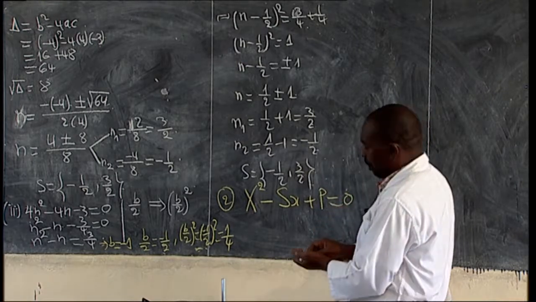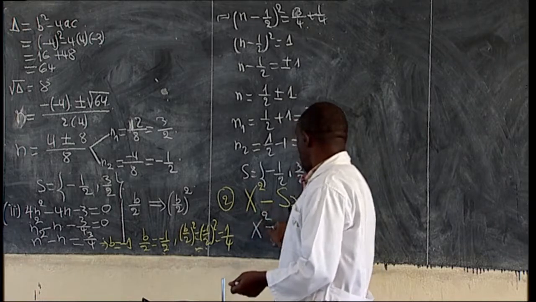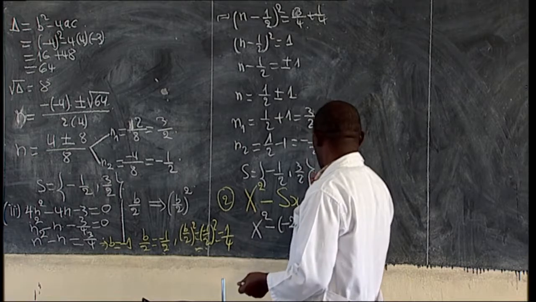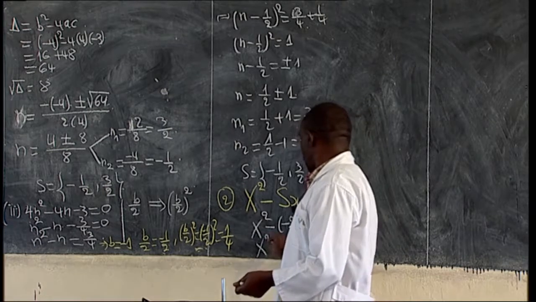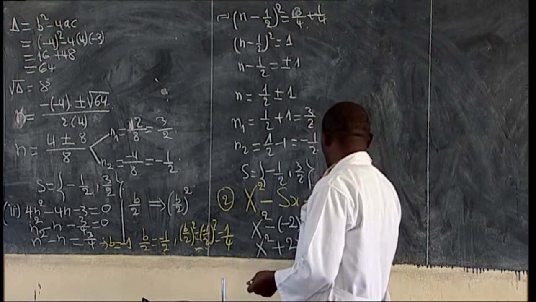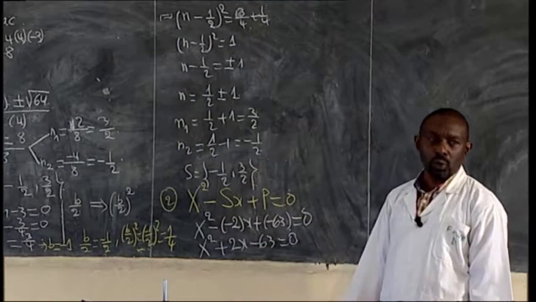And they are given, means that you have to solve the equation x squared plus 2x minus 63 equals 0. The equation is x squared plus 2x minus 63, which is equal to 0. Already, it's a quadratic equation to solve.